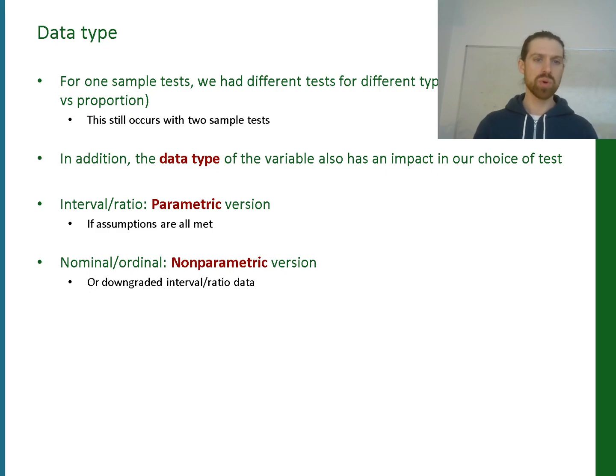Data type is important. So for the one sample tests, we had different tests depending on what type of point statistic we were using, whether that was the mean or whether that was the proportion. This still occurs in the same tests which we're going to cover today. The only difference is that today we're also going to be introducing those other types of data forms which maybe we didn't cover in the previous classes.